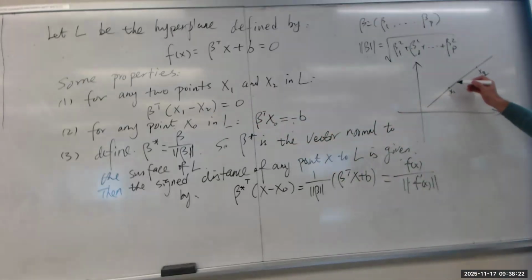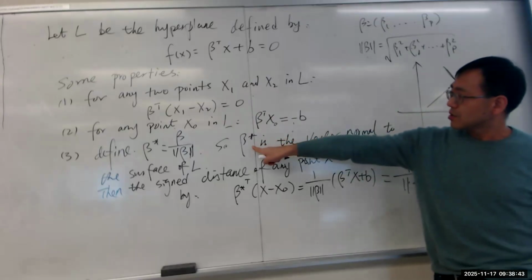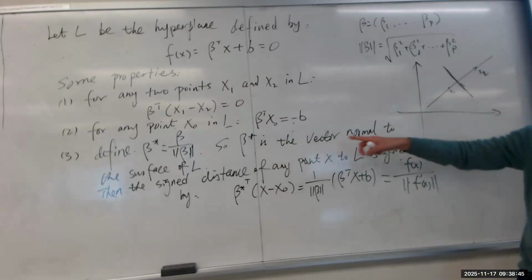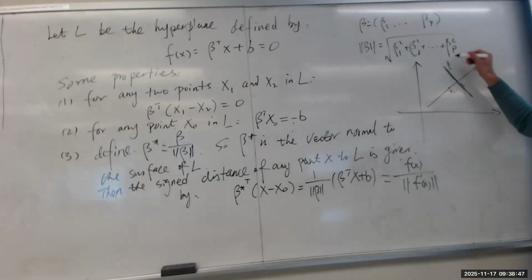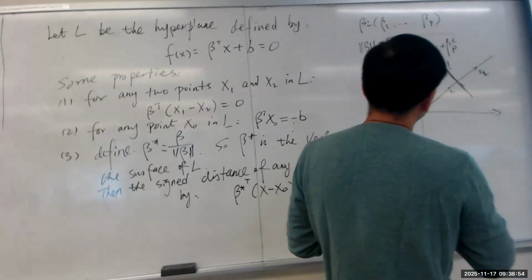X1 minus x2 is the vector pointing from x1 to x2, right? Now this means beta is going to be perpendicular to the hyperplane, right? So therefore the beta star is a vector normal to the surface of the L. So this will be the direction: beta is perpendicular to the surface. Say this is beta.